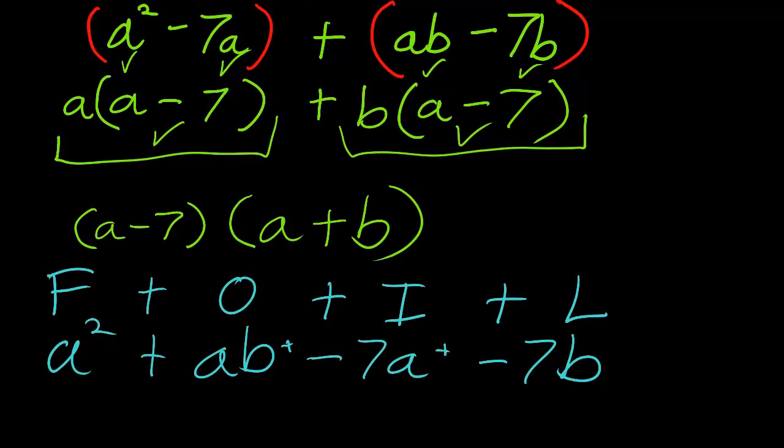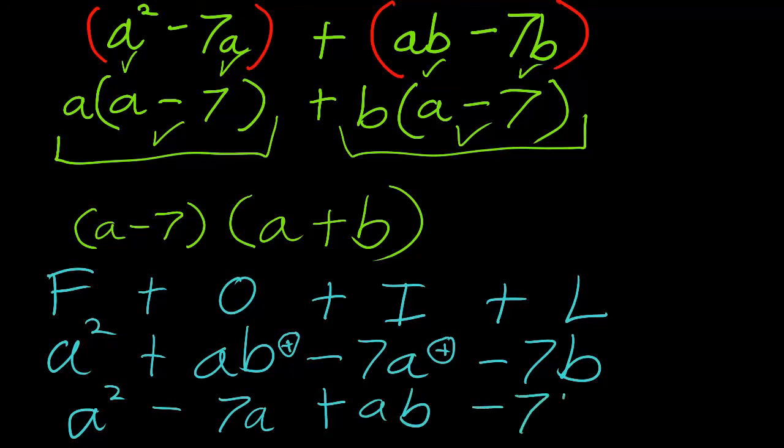And when you have terms that are added, the order doesn't matter, so you can rearrange them. Well, now that I have my imaginary plus signs, they're not imaginary. They're really there, only we don't usually write them. I can now switch my terms around. A squared minus 7a plus ab minus 7b. This is exactly what I started with, and that means that this is the correct factorization.